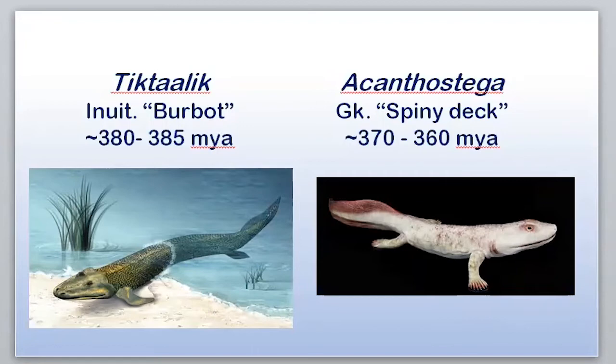Even its name translates as a burbot. Burbot means another fish, a freshwater fish, in the Inuit language. Anyway, this guy is one of the first animals that can move its neck. It's a movable-necked fish. Then the Acanthostega, one of the first vertebrates to invade the land. So these are the ancestors of the amphibians, then the reptiles, then to us.